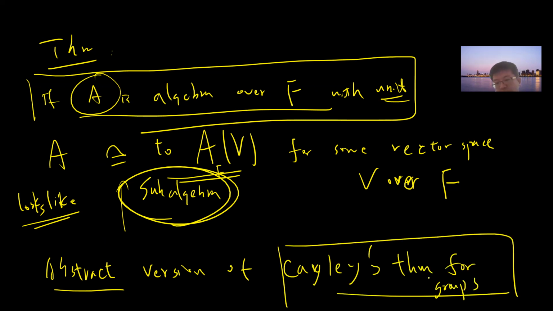Cayley's theorem for groups tells you that for any finite group G, G can be viewed as a subgroup of the symmetric group of permutations of G. The proof should not be difficult.